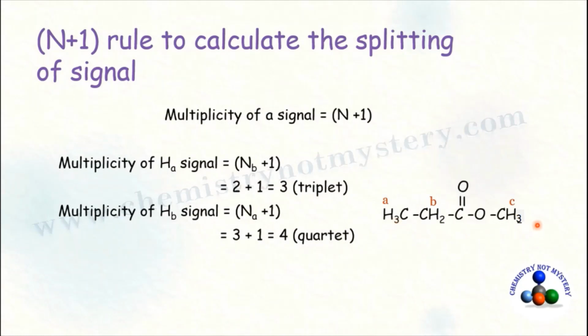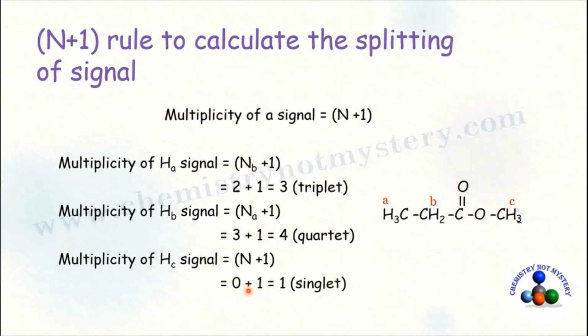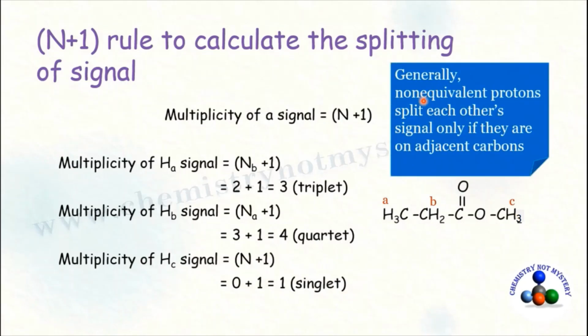Now calculate the multiplicity of proton C. For proton C, there is no neighboring proton that can split its signal. So here you will get 0 plus 1 is equal to 1. That means proton C will give singlet in NMR spectrum. Generally, non-equivalent protons split each other's signal only if they are present on the adjacent carbon. That's why proton C will give singlet. There is no proton present in the neighboring position.